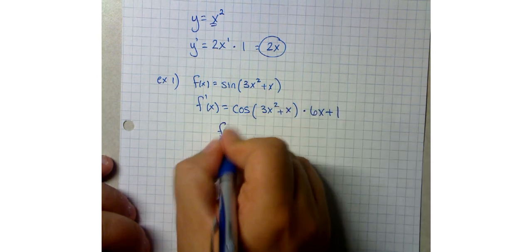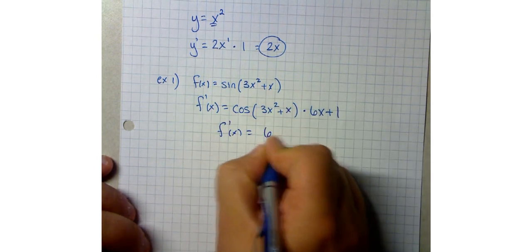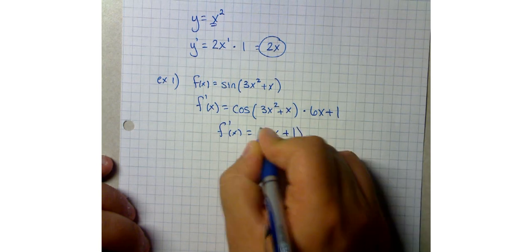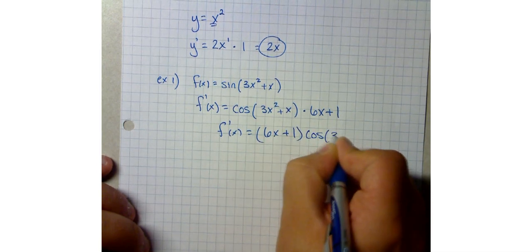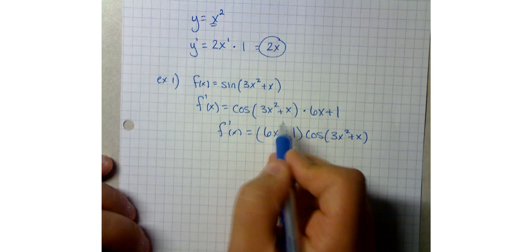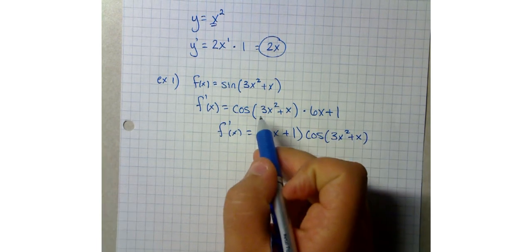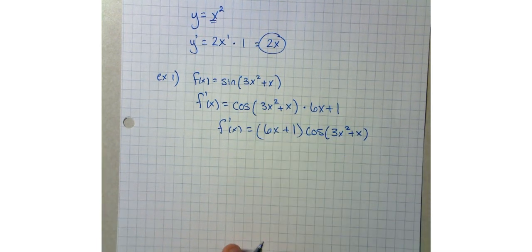Another way of writing this, the more correct way, is we move the 6x plus 1 out in front, and then we say cosine of 3x squared plus x. This is to not confuse the 6x plus 1 as being with the cosine, which it's not.